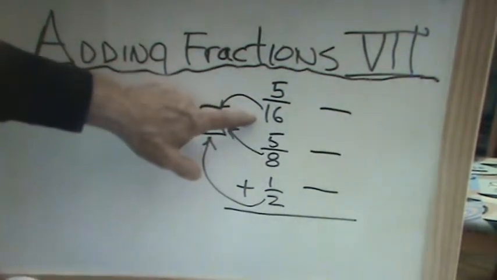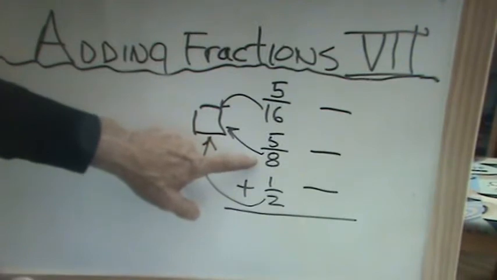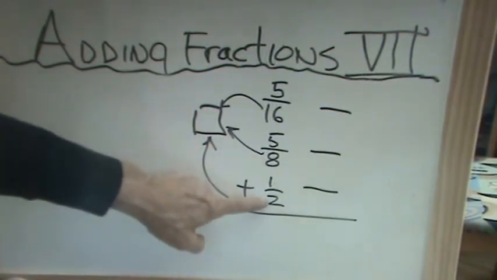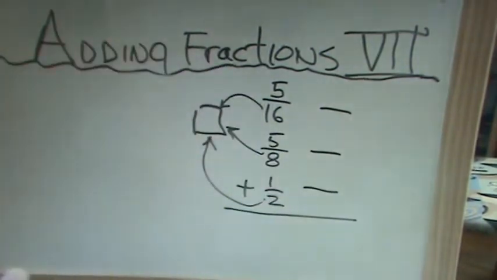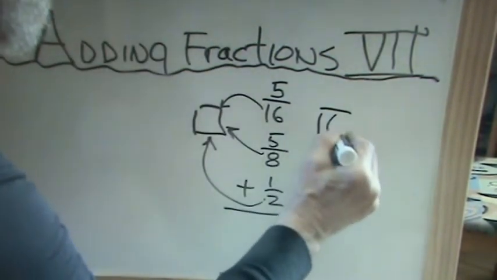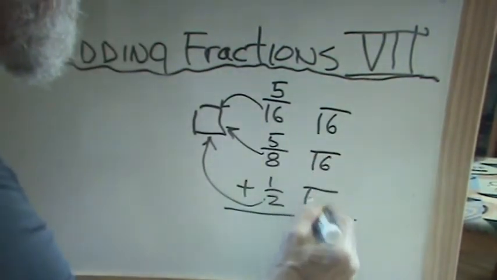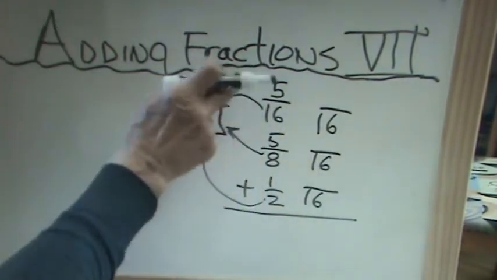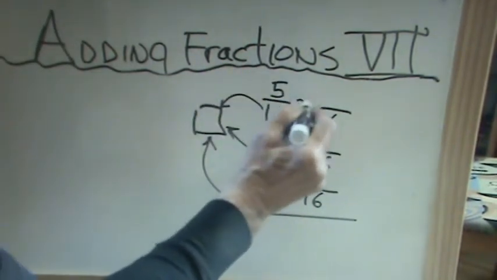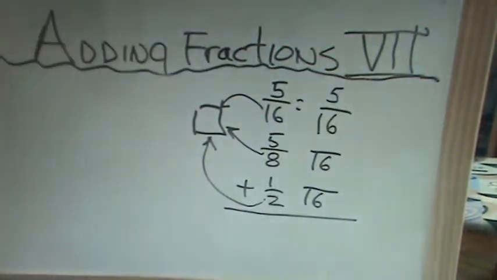Well, we know 16 will go into 16. Will 8 go into 16 evenly? Yes, it will. It goes 2 times. Will 2 go into 16? Yes, it goes 8. So we can then use 16. Well, we don't have to raise the name of this fraction. It's already 16ths. So it's 5/16.